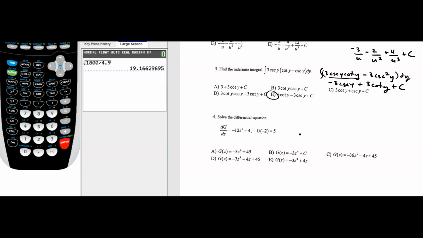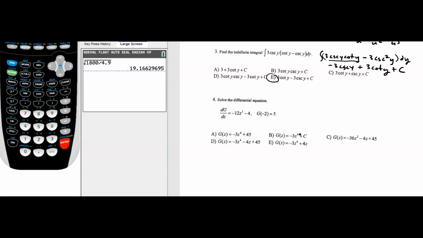Okay, moving on to number 4, solve the differential equation. So the way that we typically do that is we bring this to the other side, and so we've got dg is equal to negative 12z cubed minus 4 dz. So if I take the antiderivative of both sides, this is like 1 dg, what function has 1 as its derivative, and that function's in terms of g? Well, that's just the g function. So g would equal the antiderivative of negative 12z cubed minus 4.